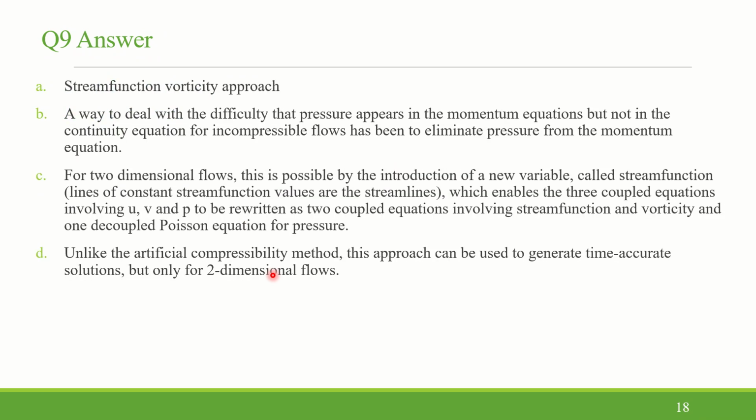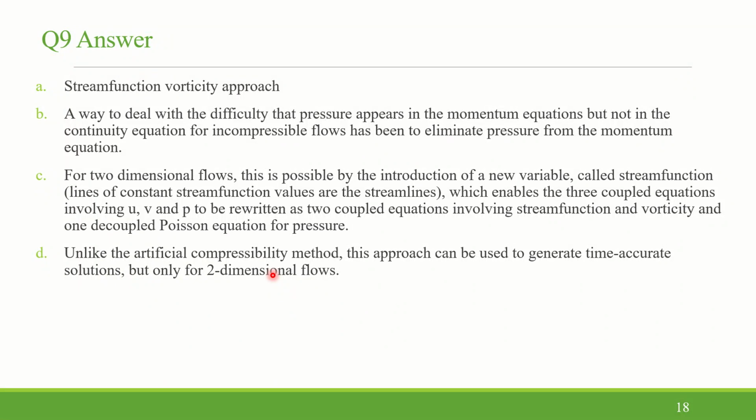So here I'll give you one quick thing. Till now we have seen two ways to deal with the solution of incompressible flows. One way was to use artificial compressibility approach, and the second one now we have seen is stream function vorticity approach. In artificial compressibility approach, we introduce an additional rho star fictitious term, the time derivative of the fictitious term, in the continuity equation.